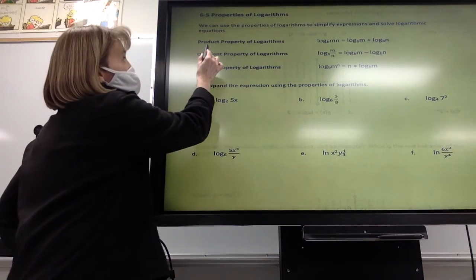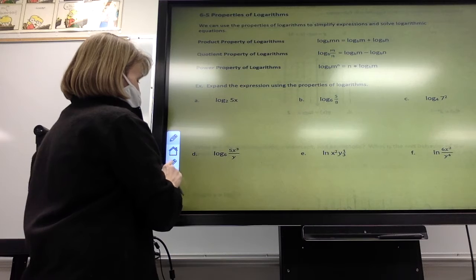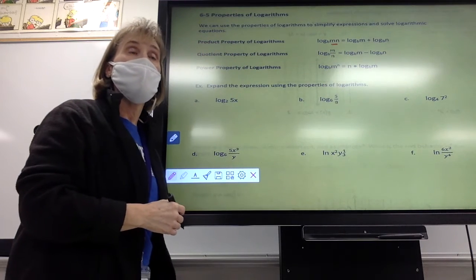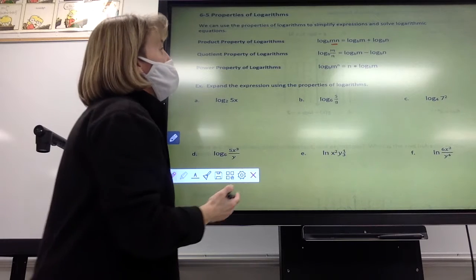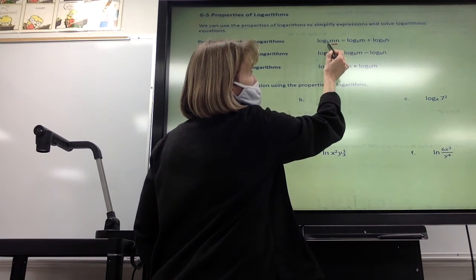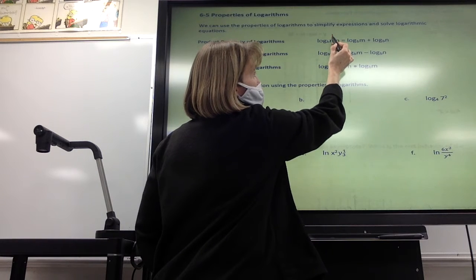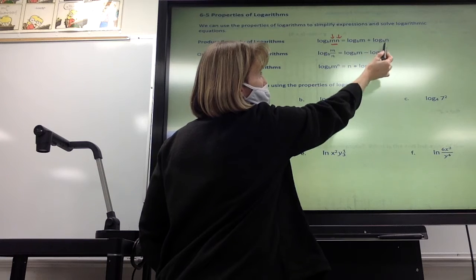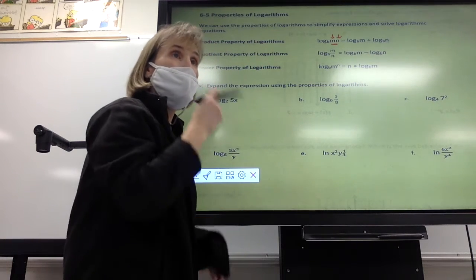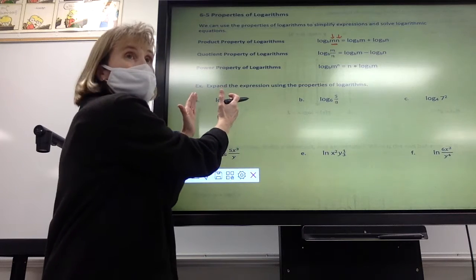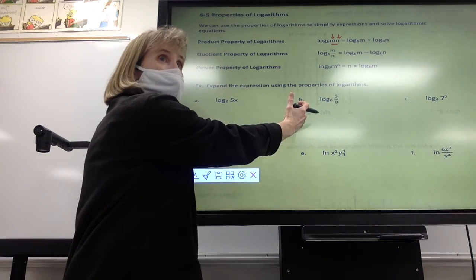So we have what's called the product property. When you're working with a log that might be a product of two factors or more, we can expand that using addition. So we say log base b of m, that's the first factor, plus log base b of n, that's the second factor. To expand something means to make it bigger. You're going to go from a single term and make it into multiple terms.